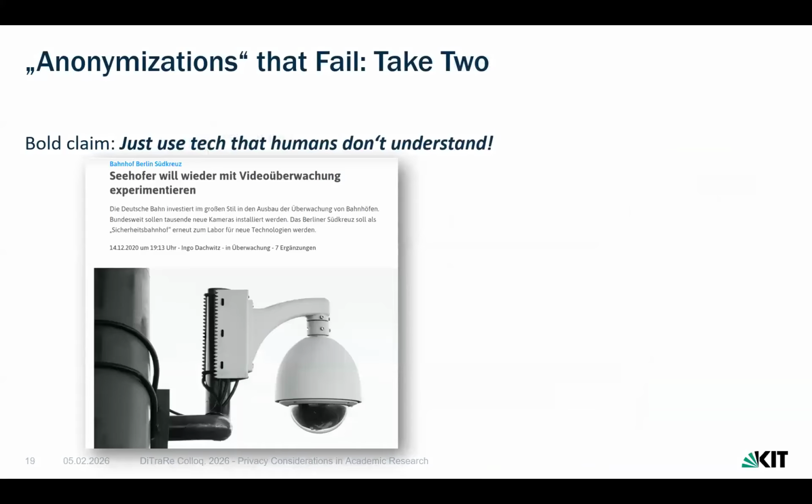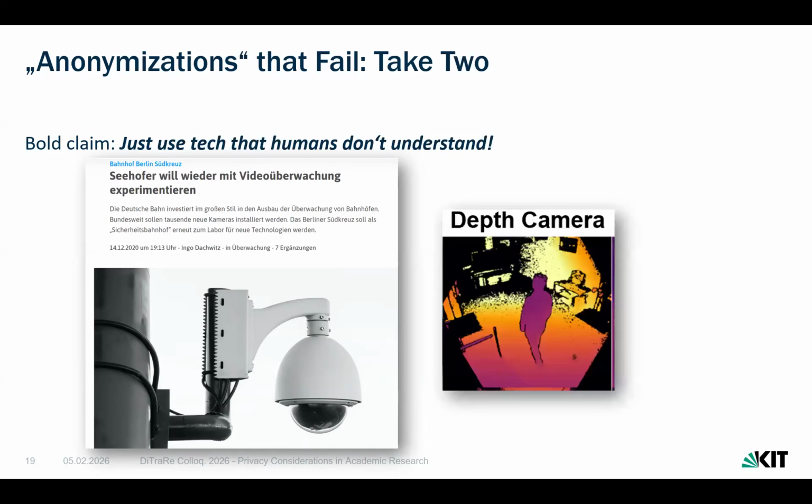The second attempt, let's look at something that we've seen quite a lot: just use technology that humans don't understand. I'm probably a little bit older than others here, but you may recall that at Berliner Südkreuz at some stage there were video cameras, and people were saying it's not really great because it's a public place. However, there was a very well-known German minister at the time who said, but security is so important, so we just use depth cameras. So then suddenly everything is good.